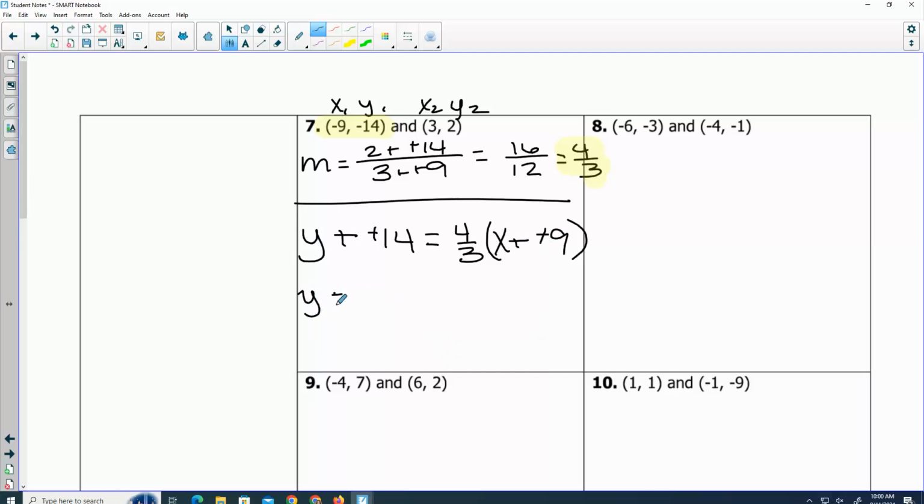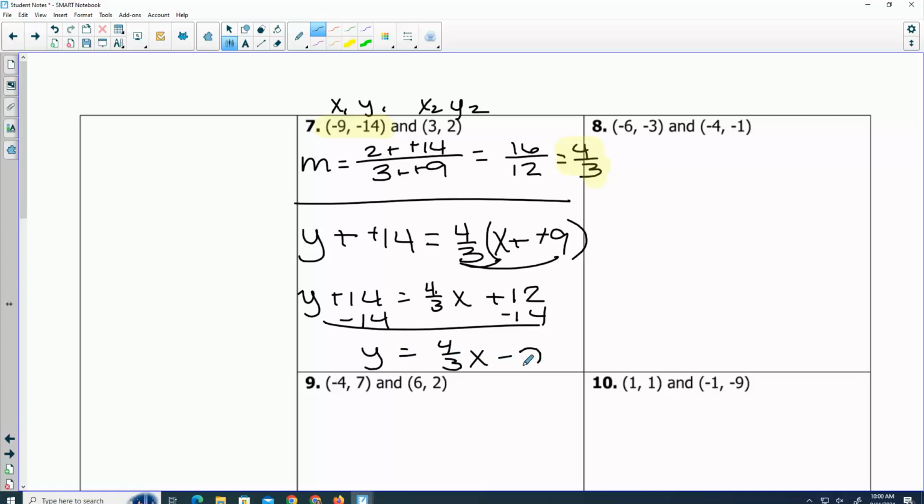Okay, so y plus 14 equals 4/3 x. Okay, 4/3 times 9. And then final step. Yep. So y is 4/3 x minus 2. All right. Show me what you can do. You guys do number 9.